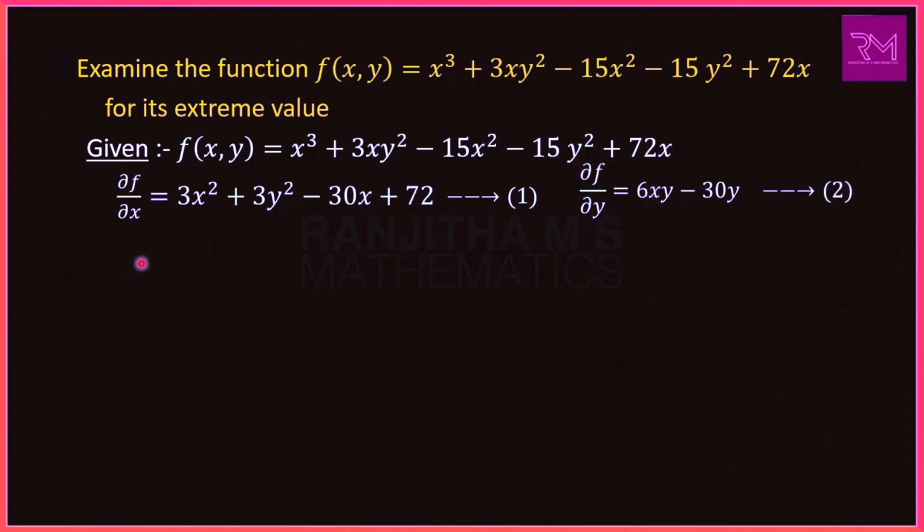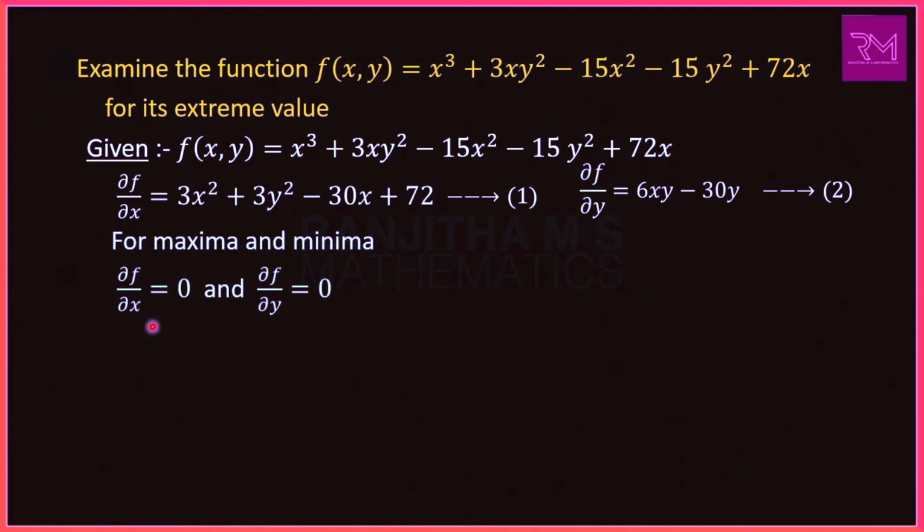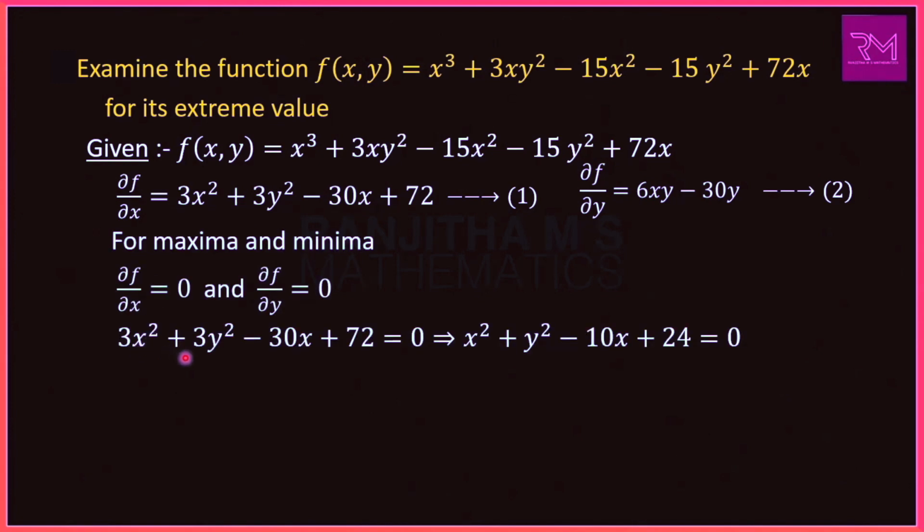Next step, to find maximum and minimum value, equate del f by del x and del f by del y to 0. That becomes 3x square plus 3y square minus 30x plus 72 is equal to 0, which implies, if we take 3 as common and take that to the right hand side, that becomes x square plus y square minus 10x plus 24 equal to 0. Call this equation number 3.